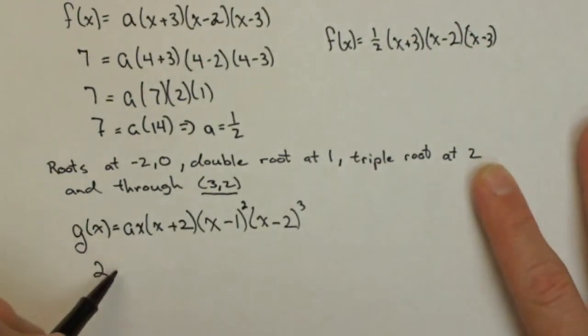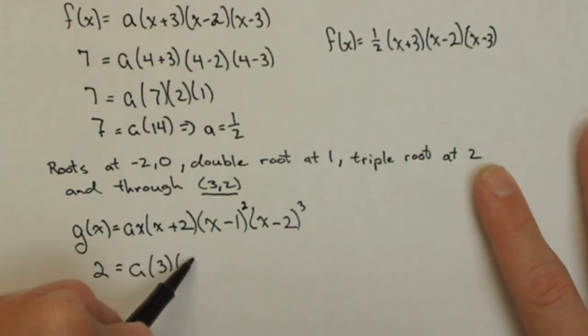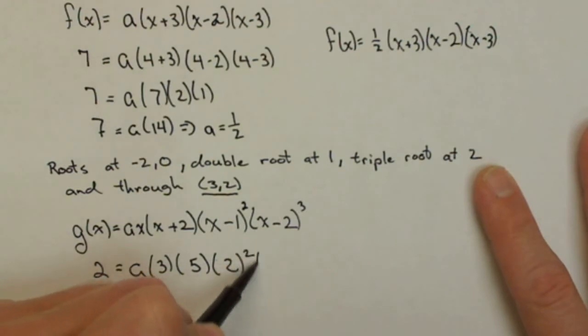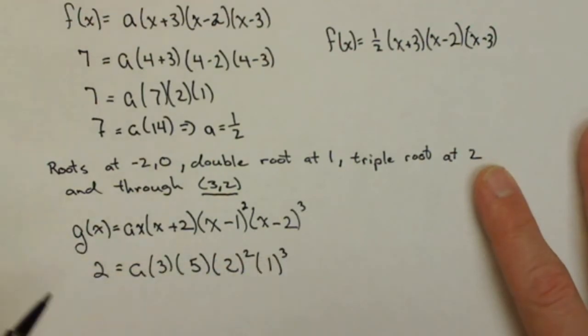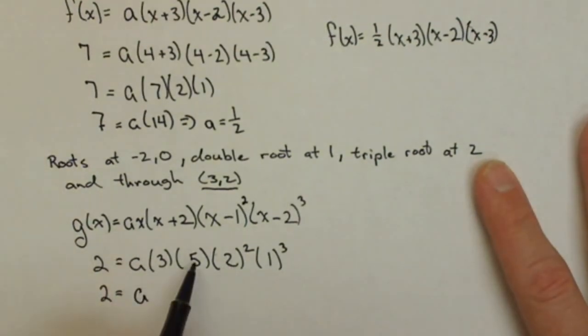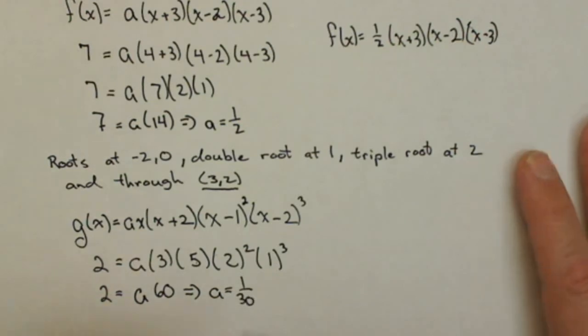We know that the y value has to be 2 when x is 3. This is going to be 2 squared. This is going to be 1 cubed. So 2 equals a times, this is going to be 4 times 5 is 20, times 3 is 60. So that's going to give us a equals 1/30.